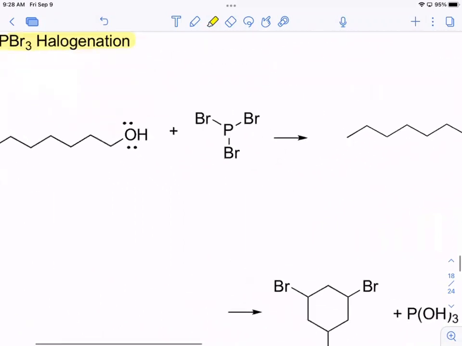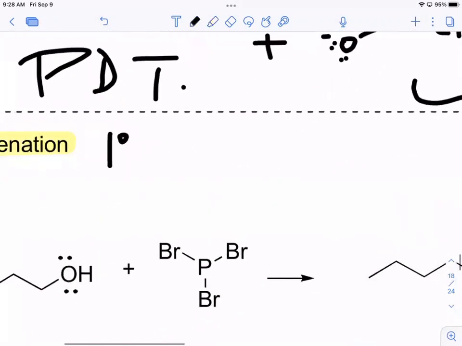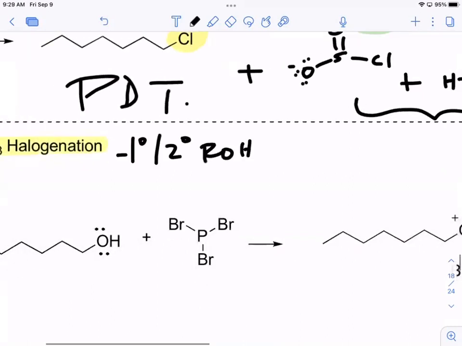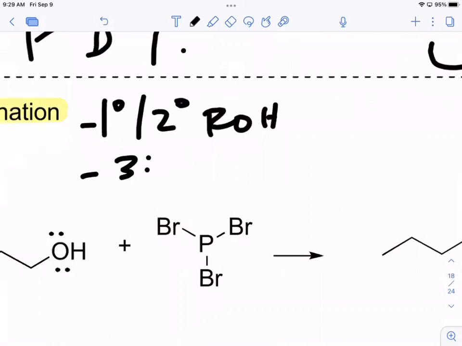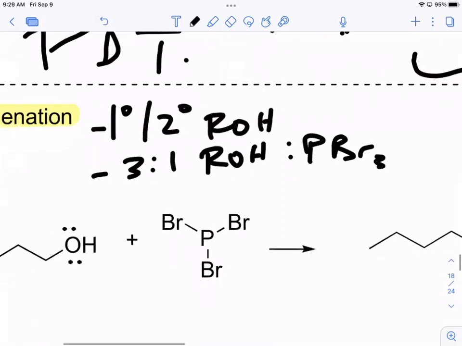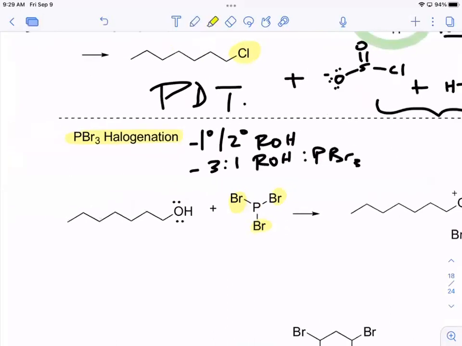All right, so for this reaction, it works on primary and secondary alcohols. You normally start out with a 3-to-1 ratio of alcohol to PBr3. All three of these bromines are going to get transferred, right? Not all at the same time. We're going to go through the mechanism and you're going to see how this happens.